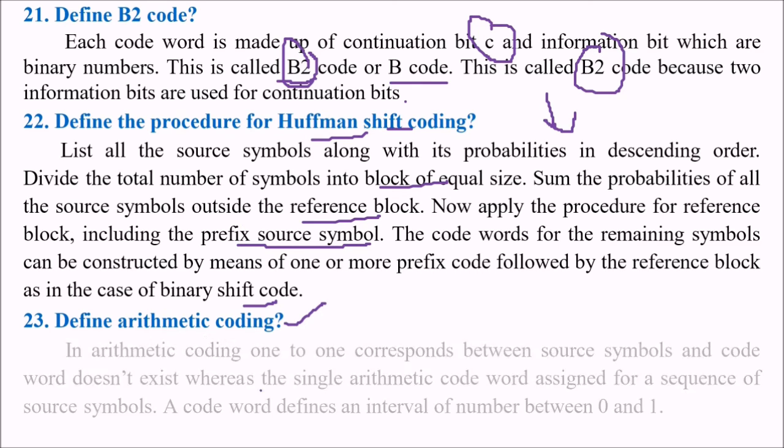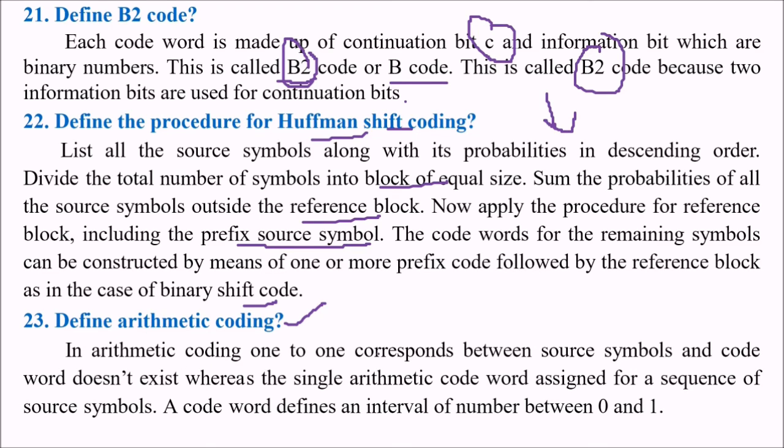Define arithmetic coding. In arithmetic coding, a one-to-one correspondence between source symbols and code words doesn't exist, whereas a single arithmetic code word is assigned for a sequence of source symbols. So a code word defines an interval between the numbers 0 and 1. This is arithmetic coding. So this was about compression. Thank you so much. Take care.